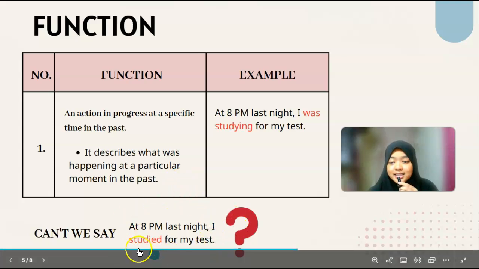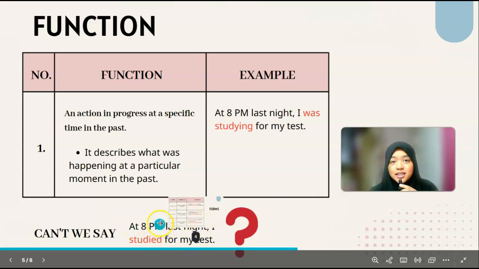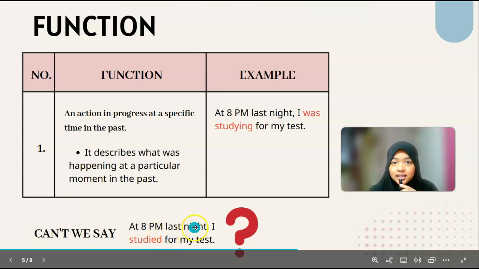Whereas this sentence that uses past simple, at 8 p.m. last night, I studied for my test, is describing a completed action. Meaning that, at 8 p.m. last night, I studied. That's it. It started and ended.